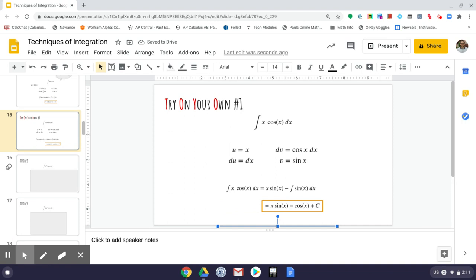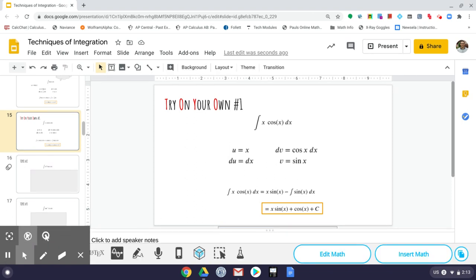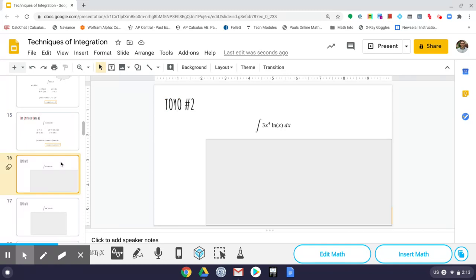So u times v, which is x times sine x, minus the integral of v du. This simplifies really nicely because it just becomes the integral of sine dx, which I know is negative cosine. Okay, and sorry about that. So the integral of sine is negative cosine, which turns it to a plus cosine of x, right? So x sine of x plus cosine of x plus c is your answer. All right, let's go to number two.